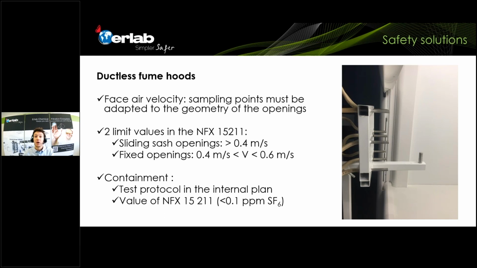And we are going to check as well what the airface velocity of the fume hood is. The airface velocity is the airflow through the cabinet, and it must always be between 0.4 and 0.6 meters per second when you have a fixed opening. If there would be a sliding sash opening, it has to be higher than 0.4 meters per second. Otherwise, you have a risk of the chemicals coming to the people or the person working with the hood.